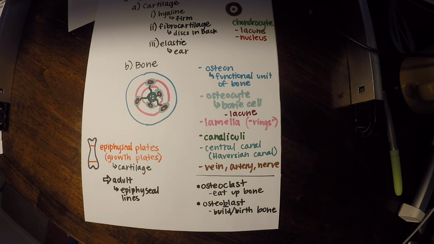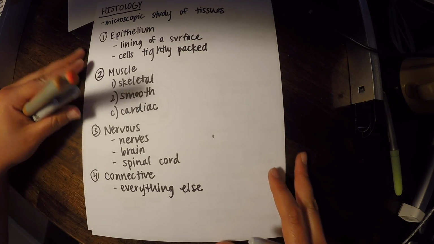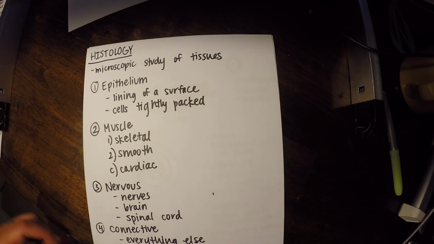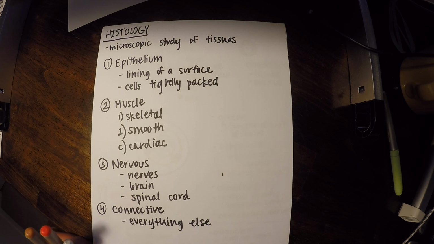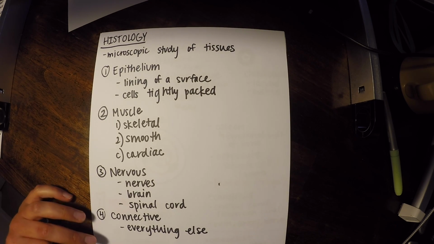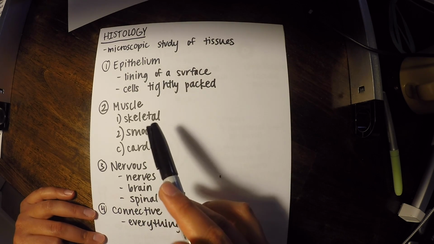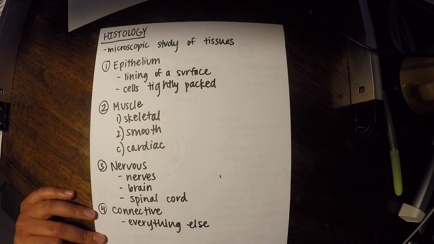All right, so that covered it. We are finally done covering all the different types of tissues. So as a review, I'm going to bring in this outline one more time. In going over histology, we reviewed the 4 different types of tissues. So we reviewed epithelium, muscle, nervous, and connective tissue.